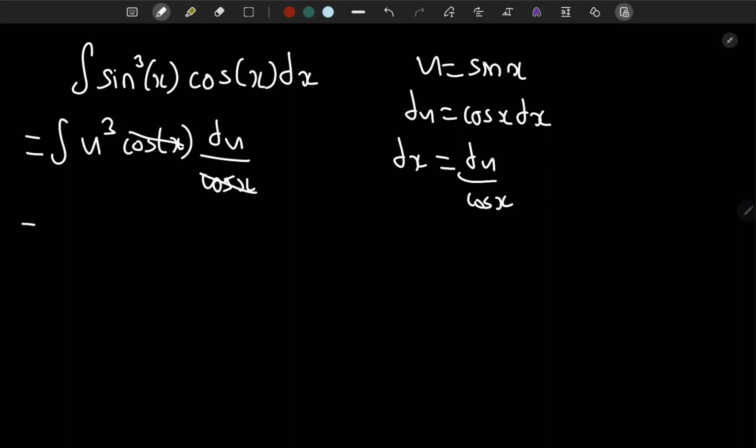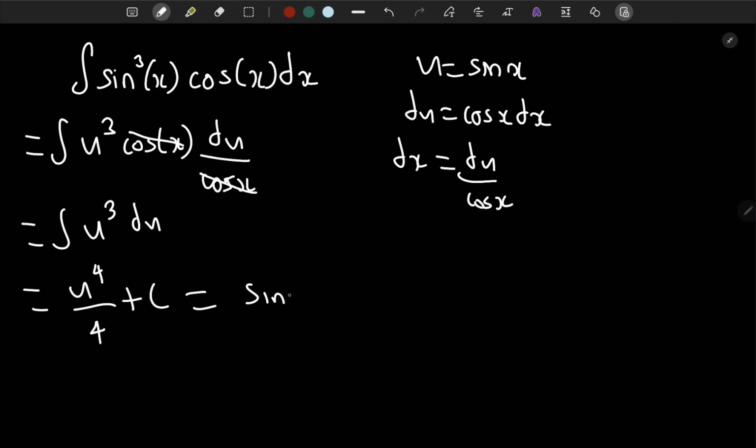We are only left with now integration of u cubed du, and this is equal to u^4 over 4 plus c, and just replace u as the original thing. So it's going to be sine^4 x over 4 plus c.